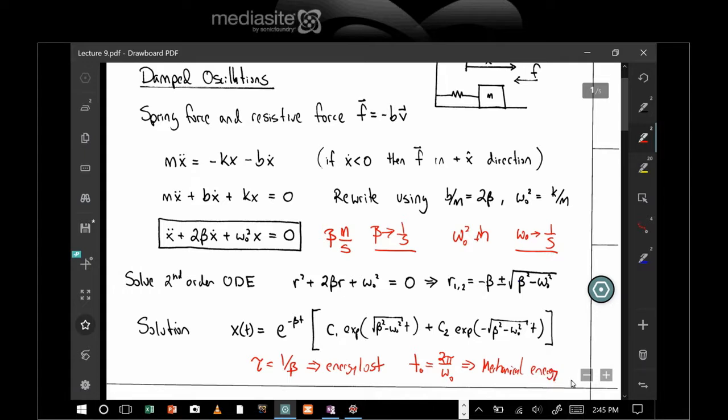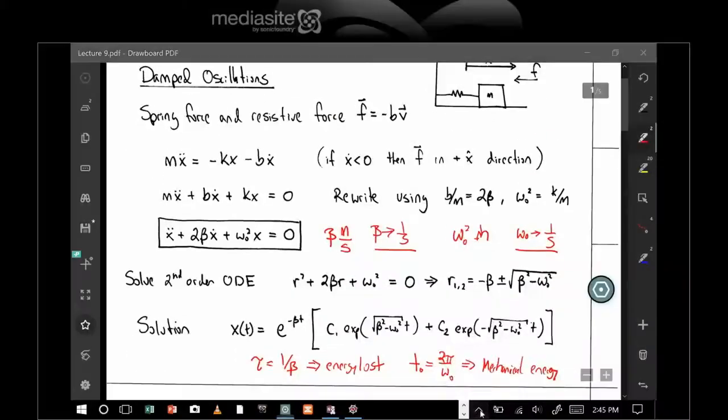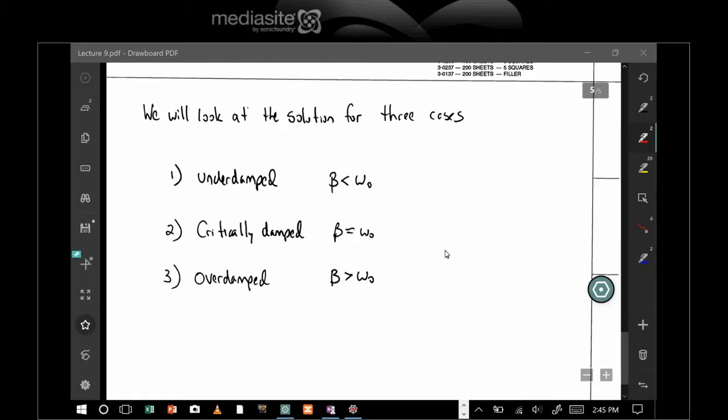All right. Now we're going to look at solutions for 3 different cases of comparing beta to omega. Remember, if we said beta equal to 0, that gives us simple harmonic motion. So first, I'm going to look at a case where beta is smaller than the natural frequency. We're going to call this the underdamped case, and we'll show you why. Second, we're going to look at a case where beta is equal to omega. And third, a case where beta is bigger than omega. So those are my 3 cases.